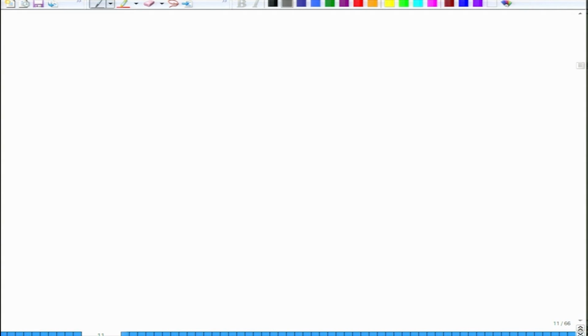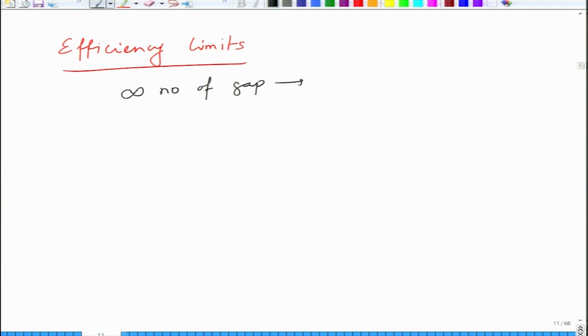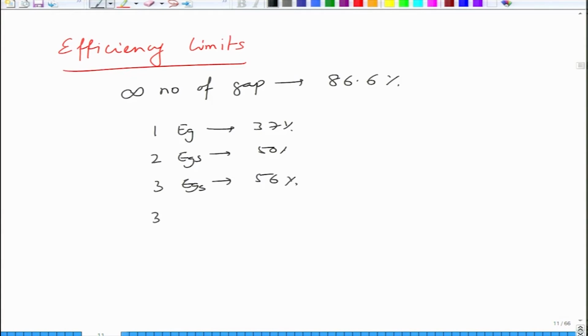As we saw earlier, the efficiency limit if you have an infinite number of gaps is 86.6%. However, if you have one band gap, then we have nearly 37%. If you have two Egs, then we have about 50%. If you have three band gaps, then you have about 56%. If you have 36 band gaps, then it is about 72%.